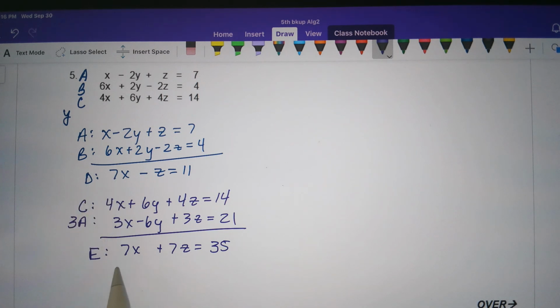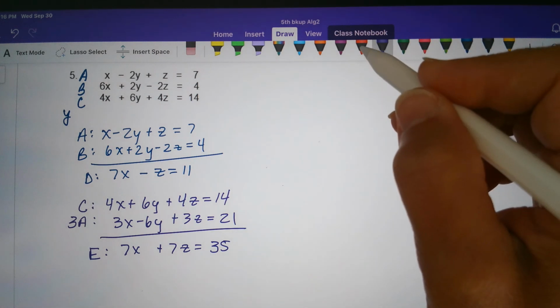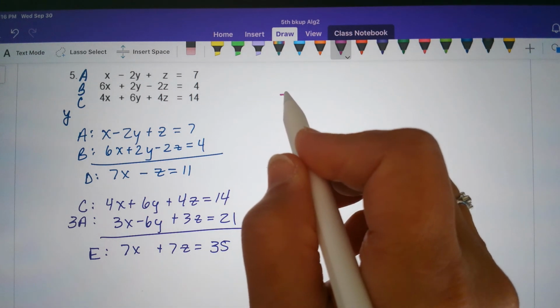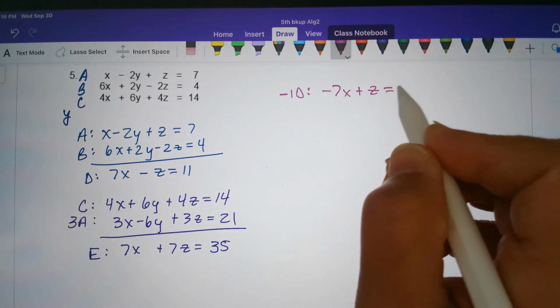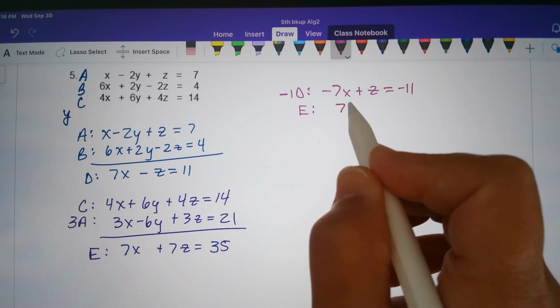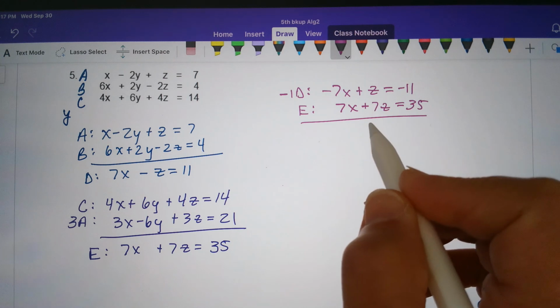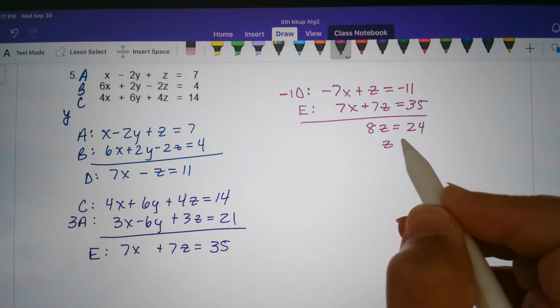D is a positive 7x, E is a positive 7x, so let's just take one of these. I'll take D and multiply it by negative 1, and we'll eliminate the x's. I'm taking negative 1D, so that's negative 7x plus z equals negative 11, and combining that with E. So 8z is equal to 24, divide by 8, then z equals 3.